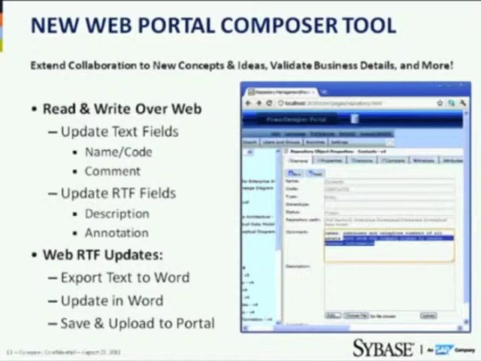And to do that, the new Portal Composer capability has been added with 16. What this does is this allows you to validate comment, description, annotation, these text fields. Some of these text fields are straight text like comment. We edit them right in the screen. Some of these text fields are RTF, which we actually export to Word and use Word as a local editor for the RTF field to preserve all the formatting and all of the capabilities of the RTF update, and then publish those back into the repository.